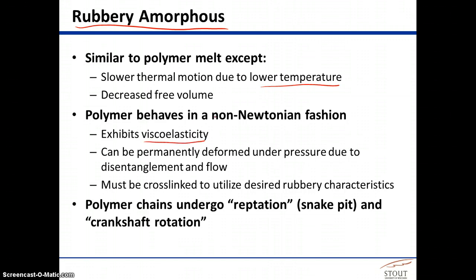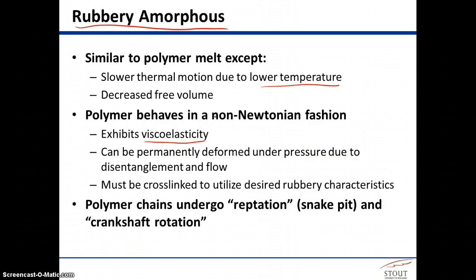So under light pressure, the polymer chains basically act as springs. They will load under that pressure and then spring back. However, if you apply greater force, then that polymer can permanently deform due to disentanglement and viscous flow, and that's the part that gives you that viscous effect as those polymer chains are pressed into a different form.